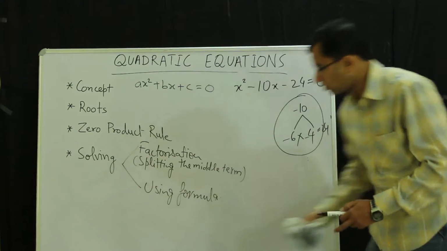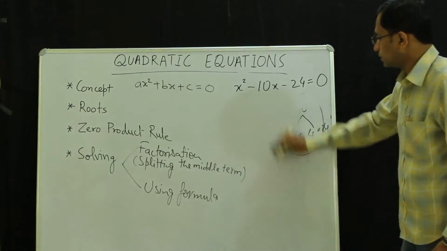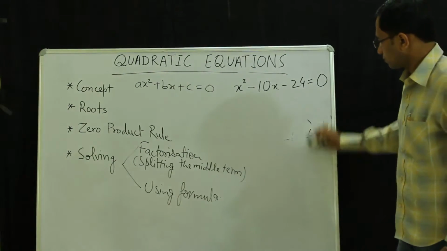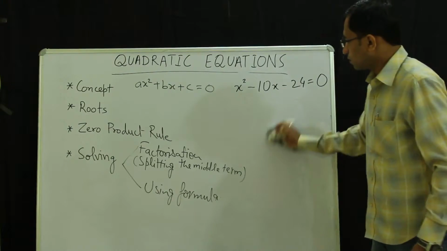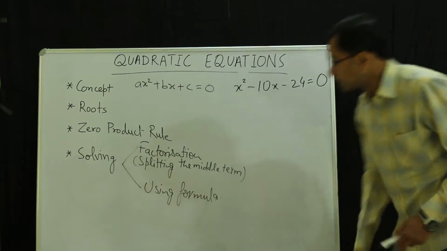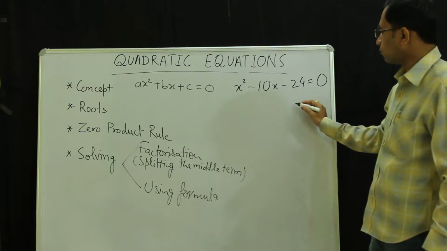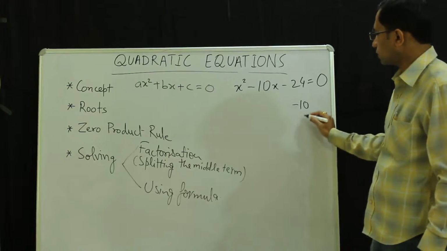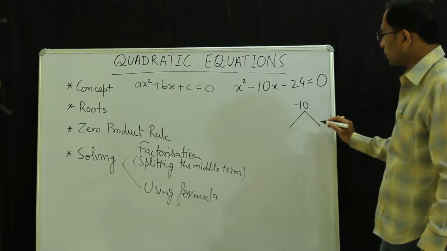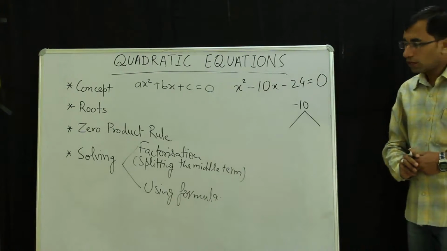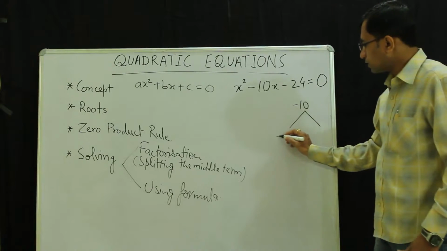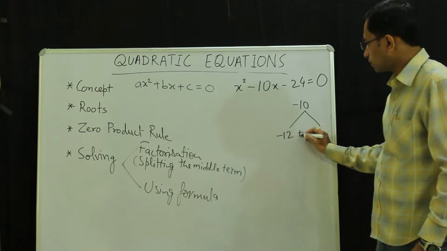So if this is wrong, then which thing is right? Let us see now. Now I try splitting minus 10 into two such parts so that I do not get that minus 6 and minus 4 factorization. So let us try another factorization over here. Now I split minus 10 into two parts. Let us say I write this minus 10 as minus 12 plus 2.